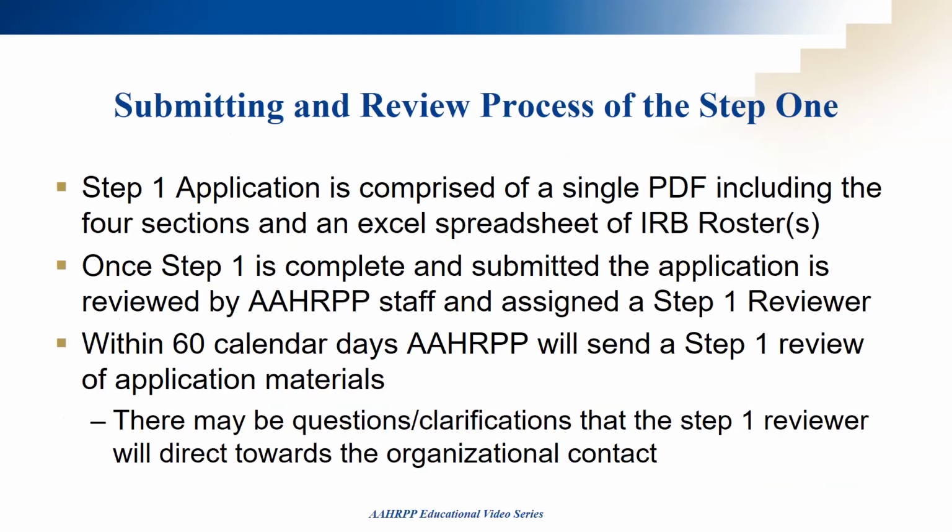Now you have completed the self-assessment and have steps A through E organized. Now you're ready to submit Step 1. Step 1 is comprised of a single PDF with 4 sections and an Excel spreadsheet of your IRB rosters. Once completed and submitted, the application is reviewed by AAHRPP staff and assigned to a Step 1 reviewer. There may be questions and clarifications that the Step 1 reviewer will direct towards the organizational contact. And then once those have been addressed within 60 calendar days, AAHRPP will send a Step 1 review of the application materials to the organization.